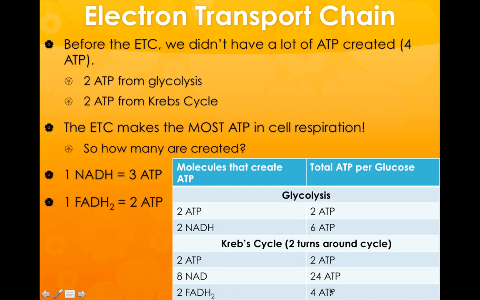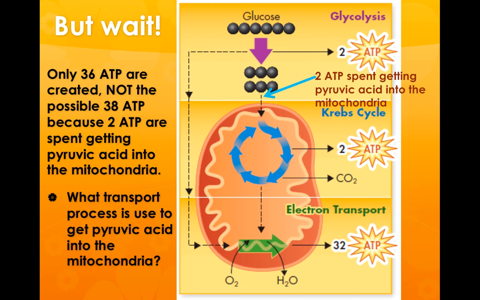So in total, if you add all these up, all the ATP produced from the 3 processes of cellular respiration, glycolysis, the Krebs cycle, and the electron transport chain, gives us a total of about 38 ATP that are being produced from cellular respiration. But we don't actually get 38 ATP from cellular respiration, and here's why. If you look at this diagram here and you add up 2, 2, and 32, that gives you 36 ATP being produced by the process of cellular respiration.